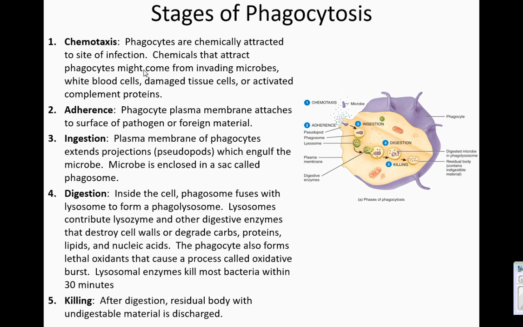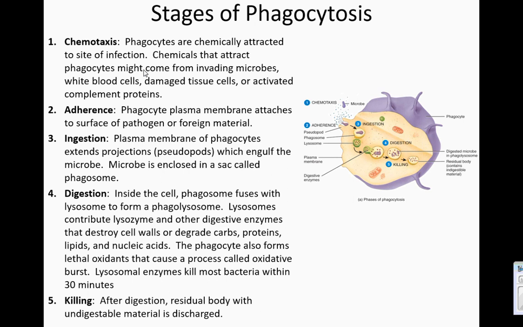The first thing, and we've talked about this before, I compared it to when my wife makes brownies and I get attracted to the scent of brownies in the kitchen. This is a chemical attraction to a site of infection due to chemicals that are released by invading microbes, damaged cells, the complement proteins that we just talked about, or even other white blood cells. So that's what chemotaxis is, the ability of these phagocytes to know where to go.